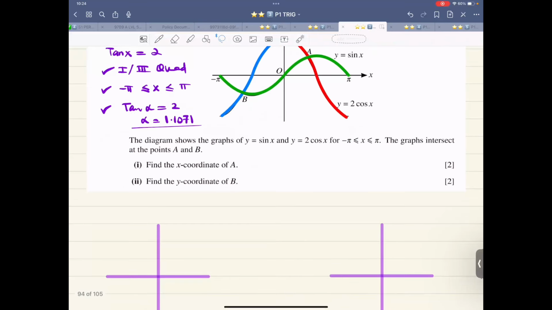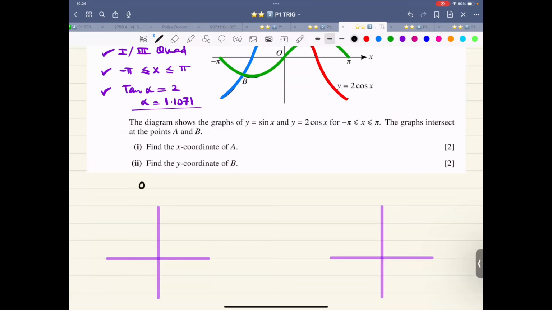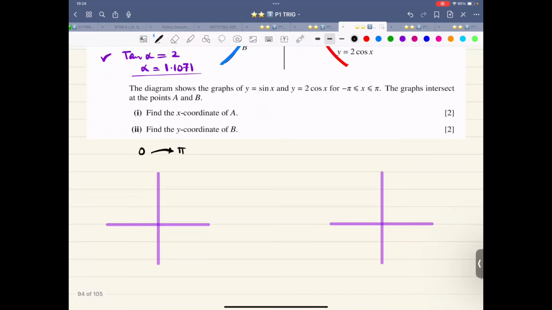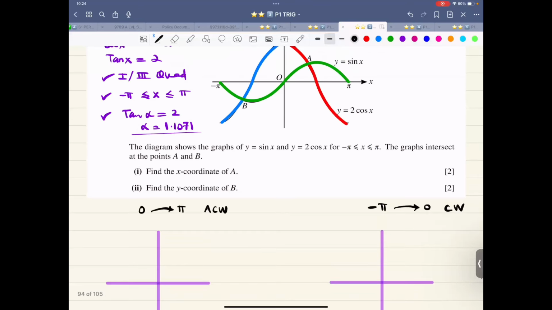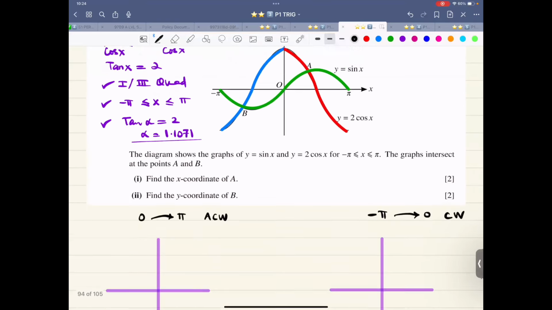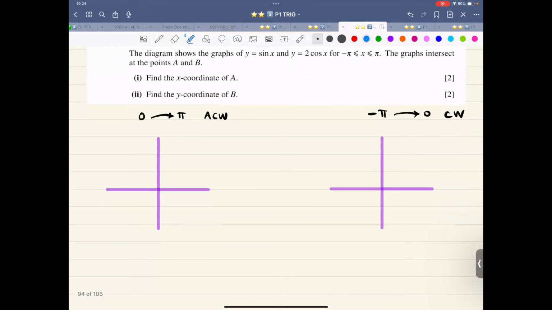Now, we are interested in 0 till pi. So, x lies between 0 and pi. That is the first two quadrants. That is anti-clockwise. And negative pi till 0, or 0 till negative pi, whichever way you want to write it, that is clockwise. We are interested in the first and third quadrant. So in the first quadrant, we are focusing over here. In the third quadrant, we are focusing over here.